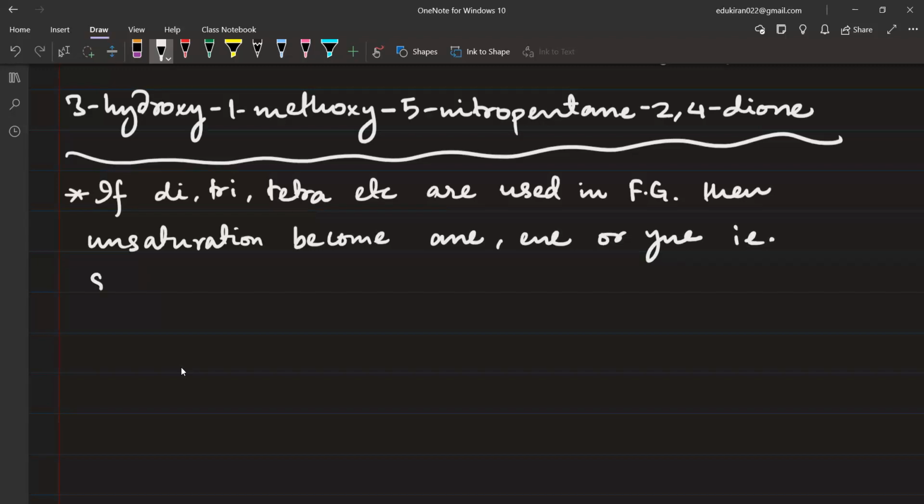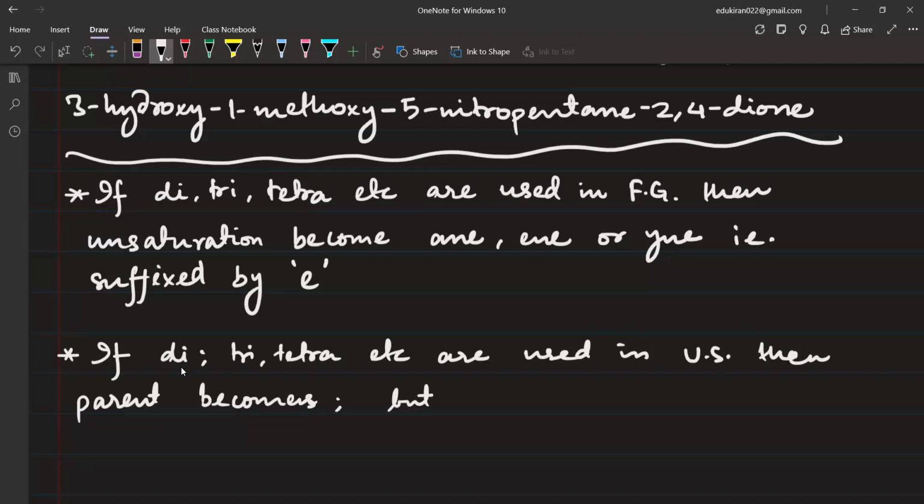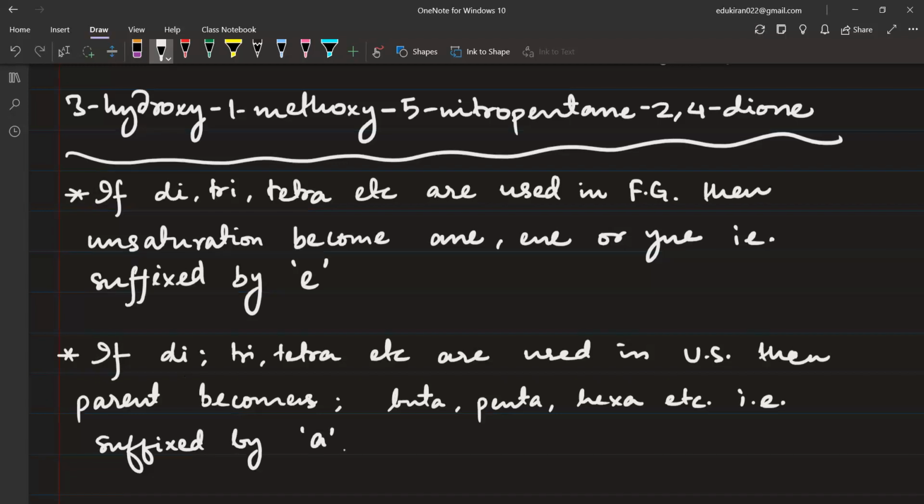No, that is suffixed by e. Similarly, if di, tri, tetra, etc. are used in unsaturation, then parent becomes buta, penta, hexa, etc. That is suffixed by a. Please write these 2 points.